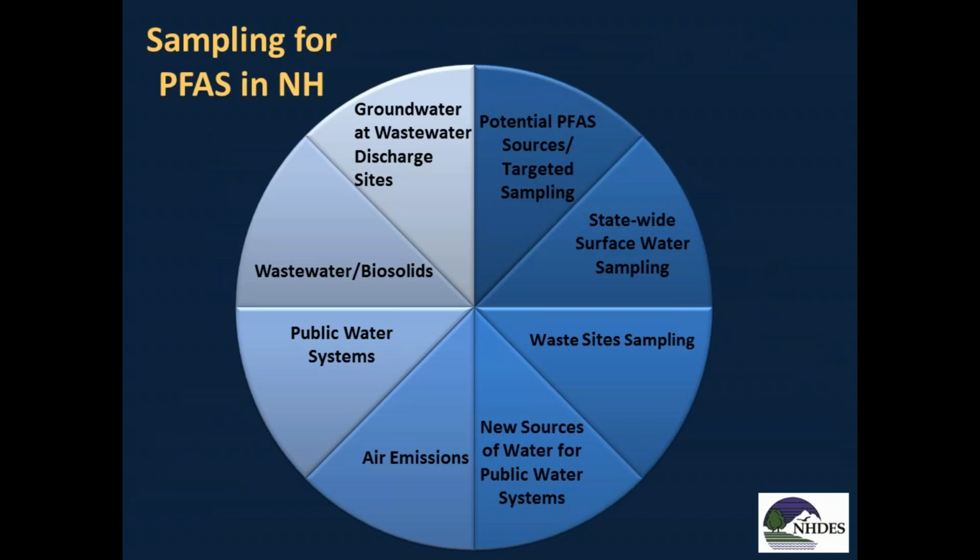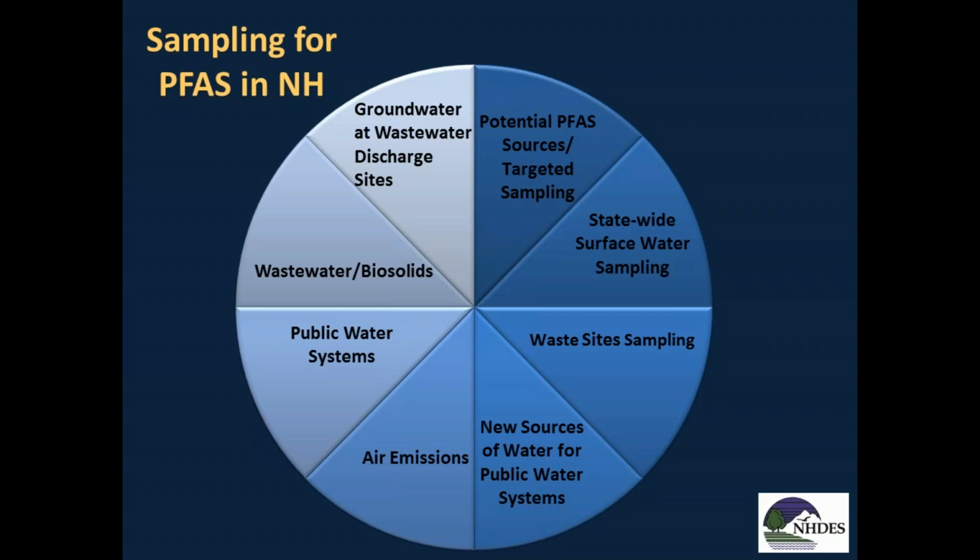Our agency has integrated sampling for and regulating PFAS throughout its various regulatory programs, and this pie just shows all the different areas of my agency that are impacted. Groundwater at wastewater discharge sites, that's where entities don't have access to a river to discharge their treated wastewater, so they discharge it to groundwater. We have sampling ongoing there. We've done targeted sampling near land uses that we thought could be impacting nearby wells. We've done some statewide surface water sampling as well as surface water sampling at contaminated sites.